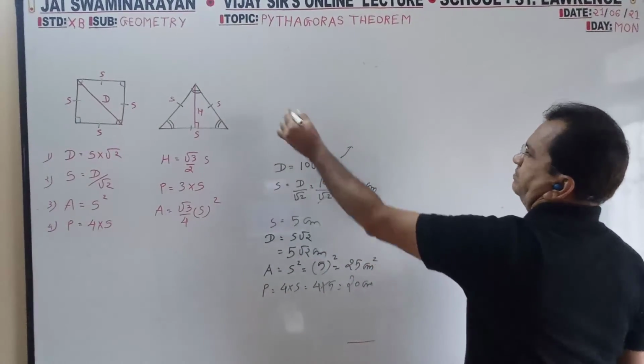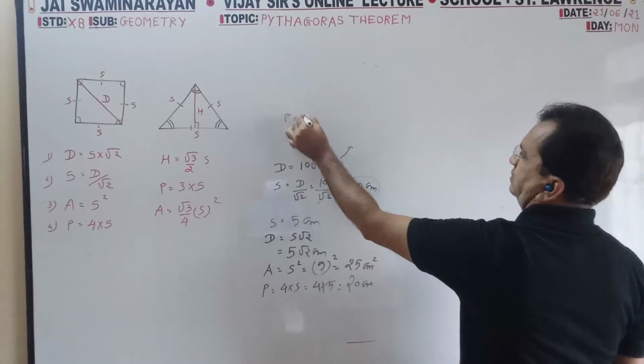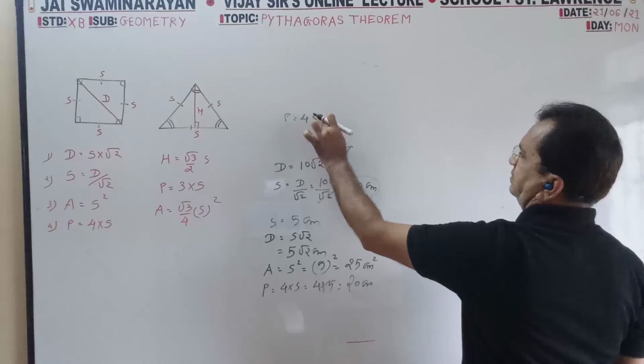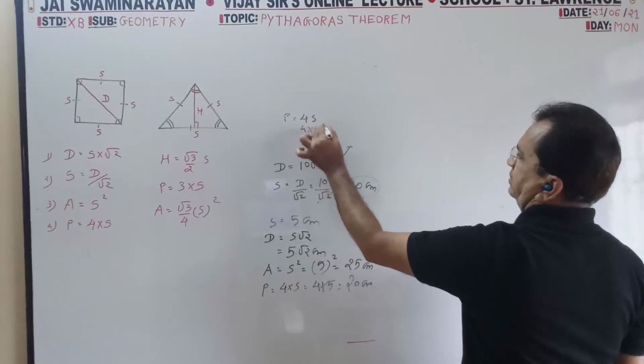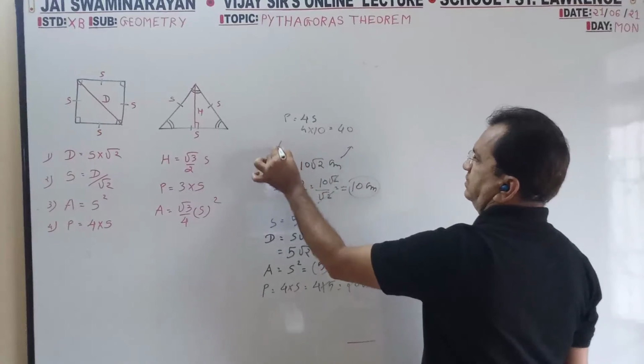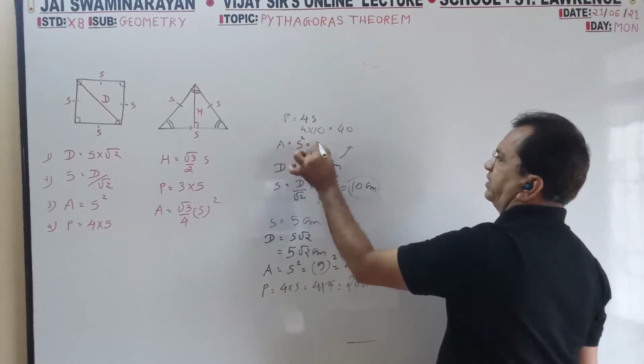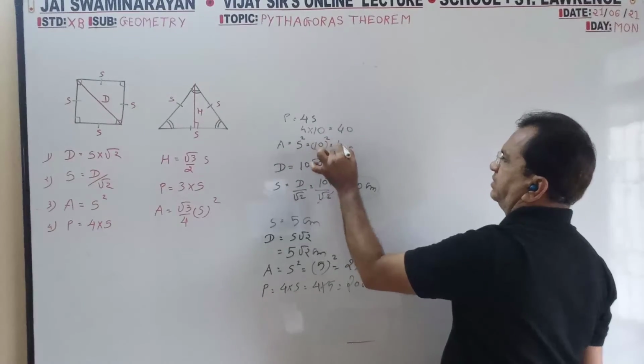Suppose here the perimeter. Now we got side 10. Perimeter is 4 into side, 4 into 10. Area is side square, 10 square.